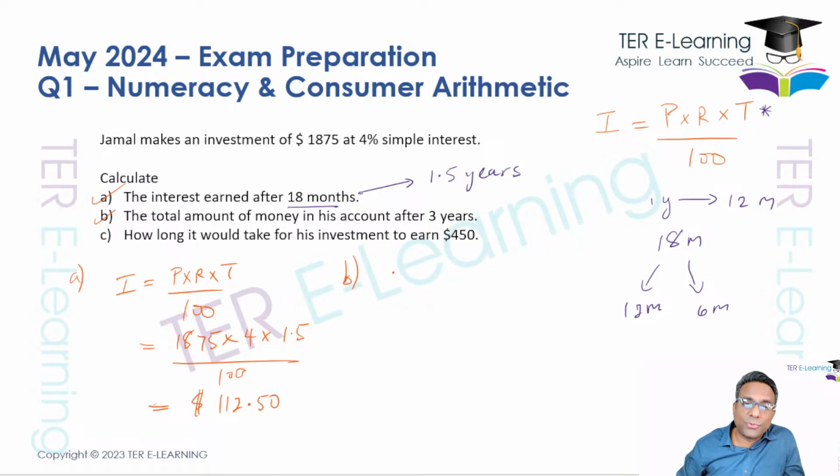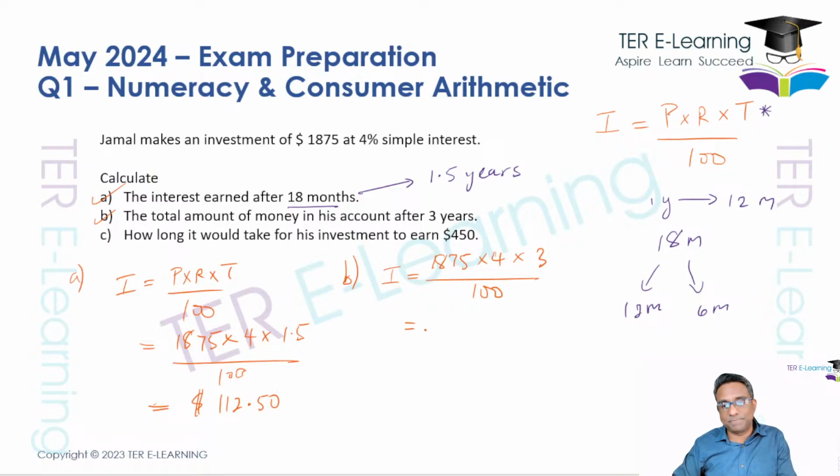So what you could do is work out what should be the interest after 3 years. So again, that's going to be principal, which is 1875, multiplied by the rate, which is 4%, by 3 years, all over 100. So that's going to give us $225.